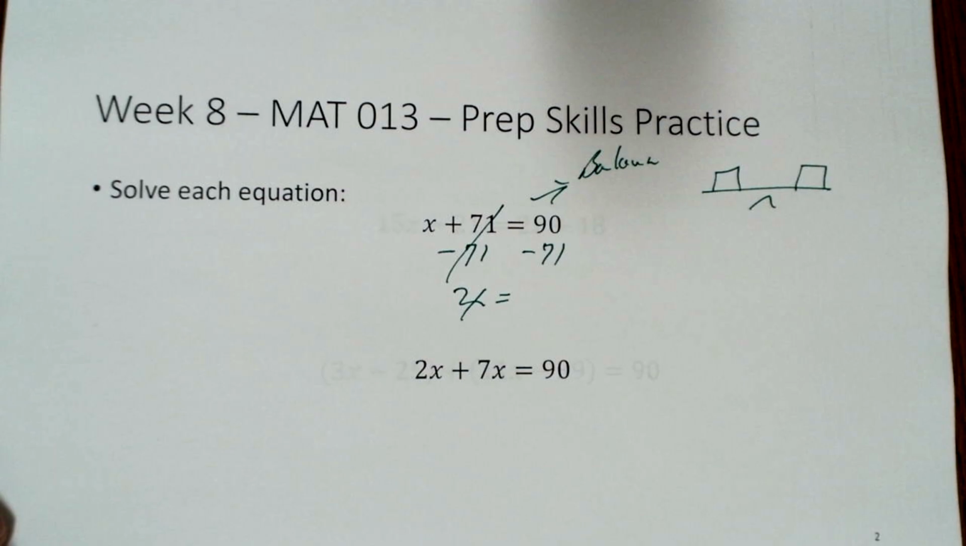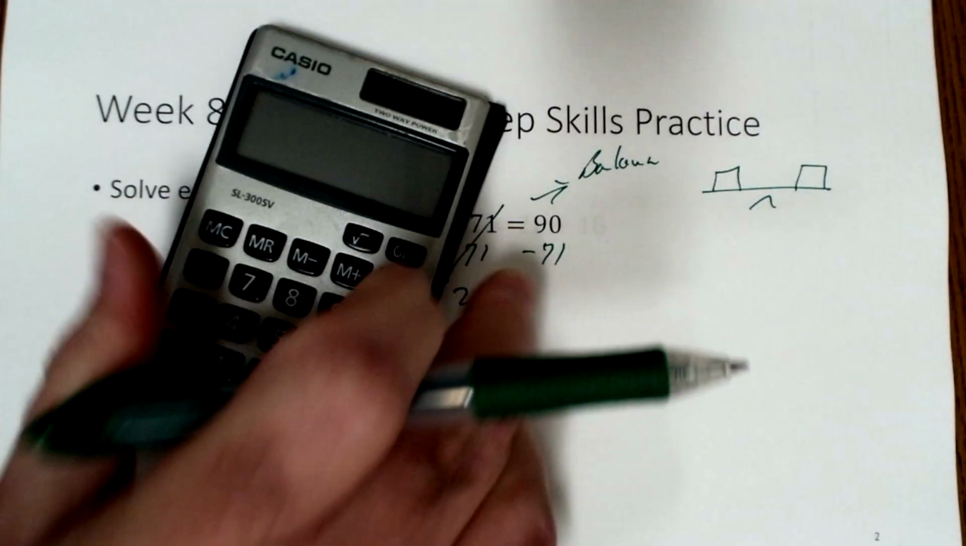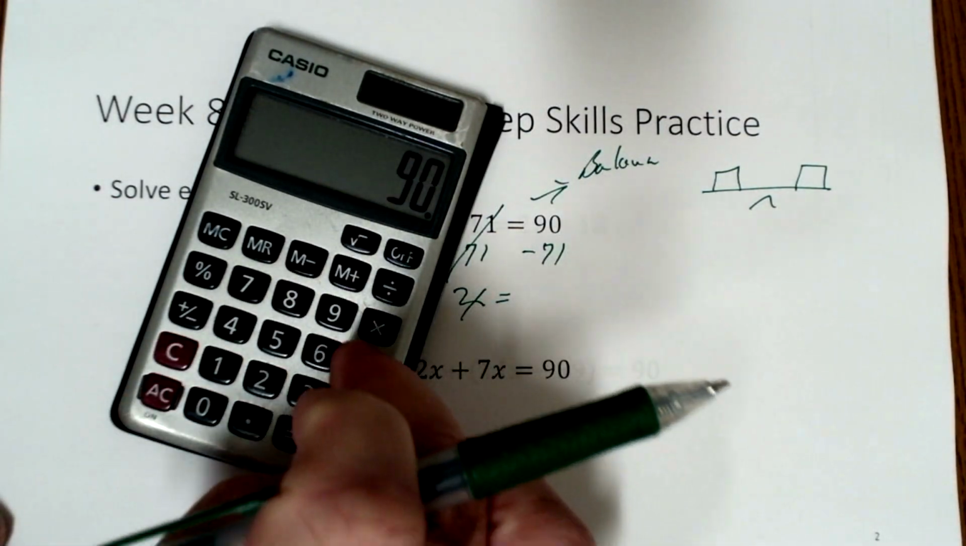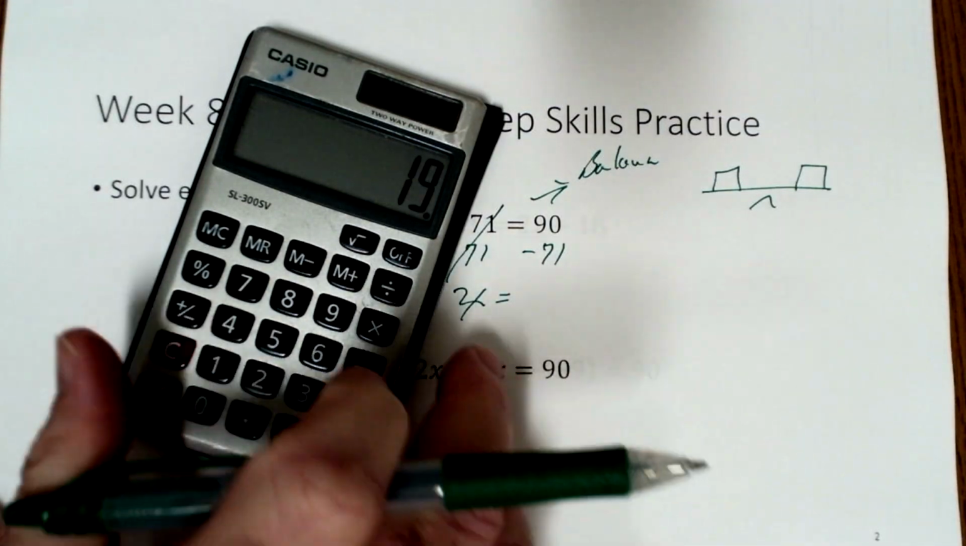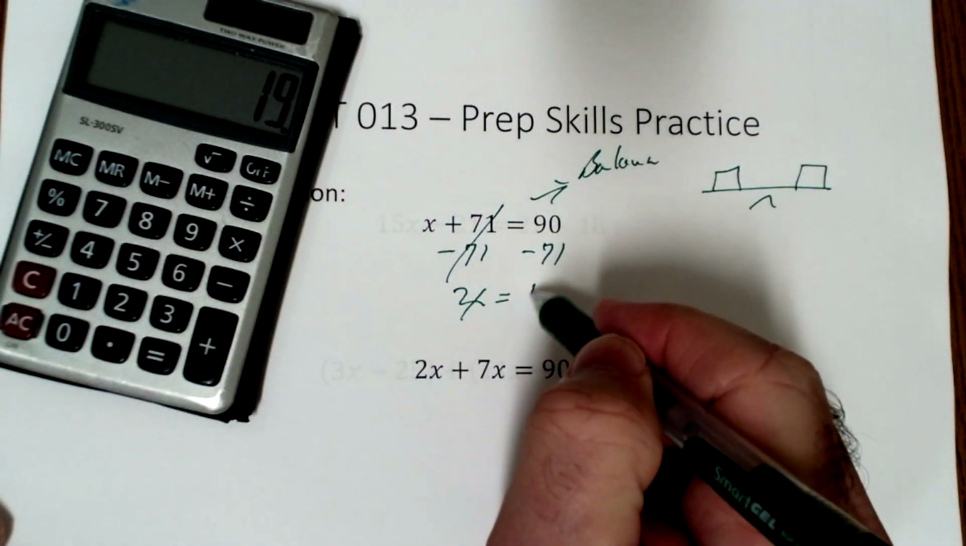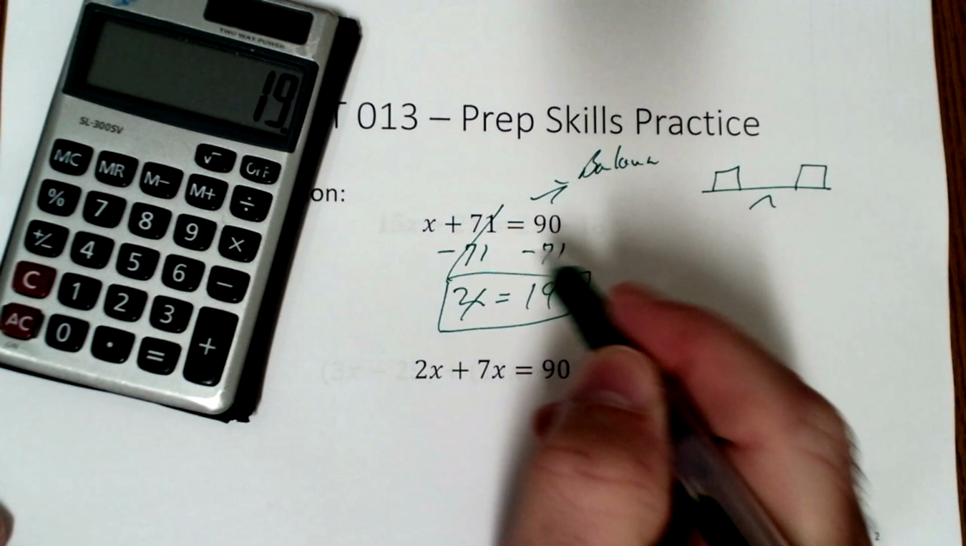We're simply left with the value x. And here, we're simply going to go 90 minus 71. And we're going to arrive at, of course, 19. So our value here of x is 19.